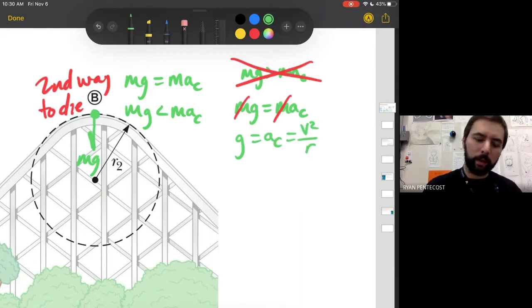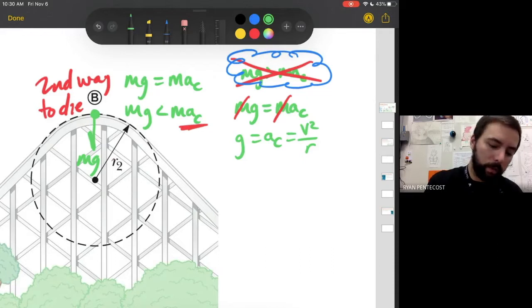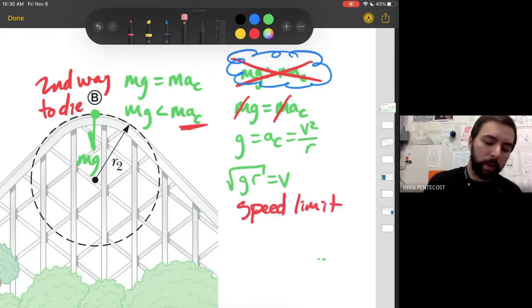So now looking at this equation, we can actually find the speed limit, right? If we go any faster over here, if ac is greater than g, no go. And then as we showed up here, if ac is less than g, again, no go. That's kind of lame. So if we multiply the r over, we get the square root of gr equals v. This is essentially the speed limit, the fastest you can go without being launched.